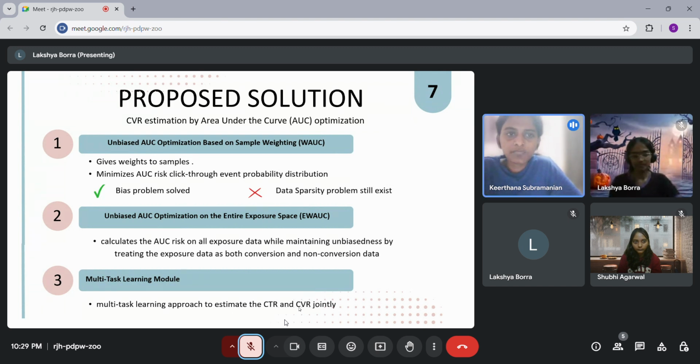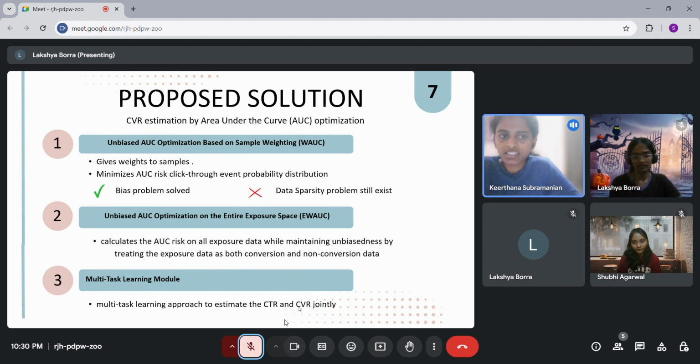These are our proposed solutions, which consist of three parts. The first part is unbiased AUC optimization based on sample weighting. Here, what we are doing is giving weights to all the samples by minimizing the AUC risk under the click-through event probability distribution. Here, the bias problem is actually solved, but the data sparsity problem will still exist.